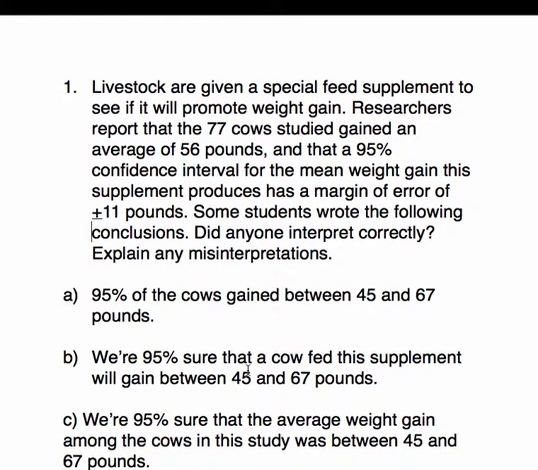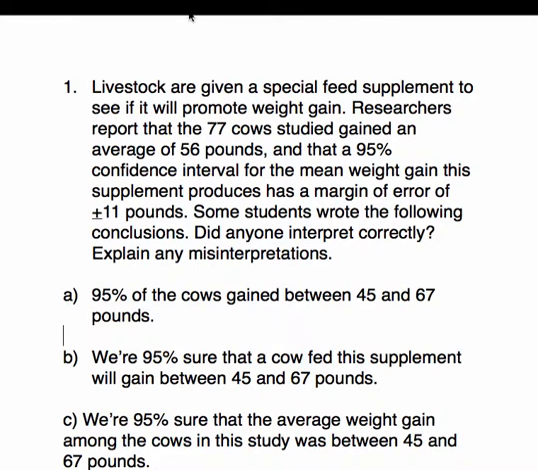Question A. 95% of the cows gained between 45 and 67 pounds. Now we're just looking at student conclusions. If there is a misinterpretation, you have to explain what it is. Well, this first one is kind of obvious. 95% of the cows gained between 45 and 67 pounds. That's not really correct. 95% is a confidence interval.